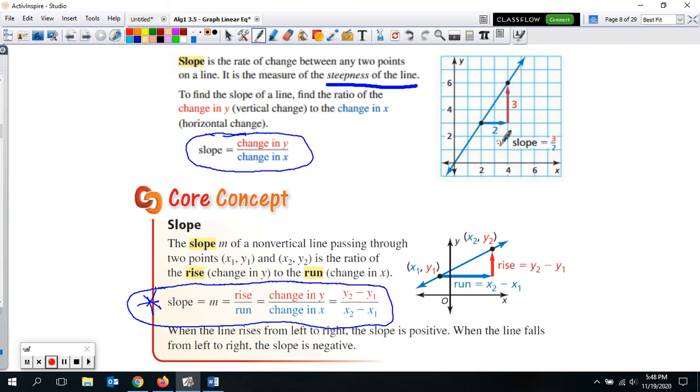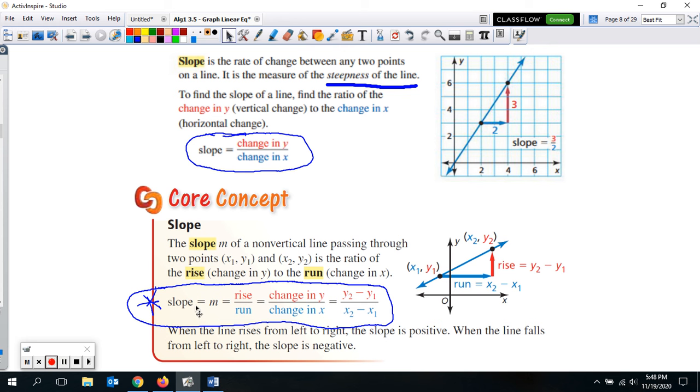And so to find the slope of a line, you can find the ratio of the change in the y. That would be the vertical change going this direction. As you can see it in red here, the change in y would be 3. It's moving up by 3 from those 2 points. And then the change in the x, which would be the horizontal change, you can see that illustrated there by 2.